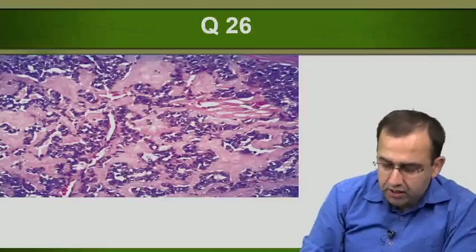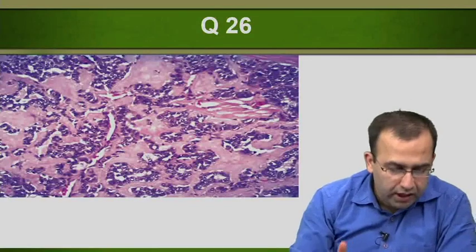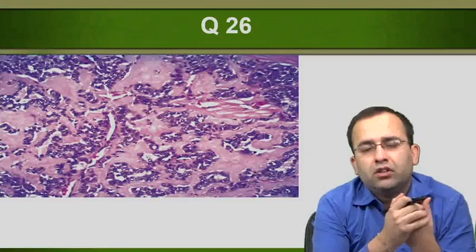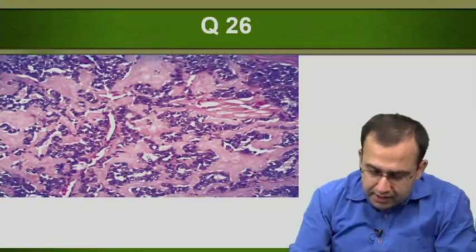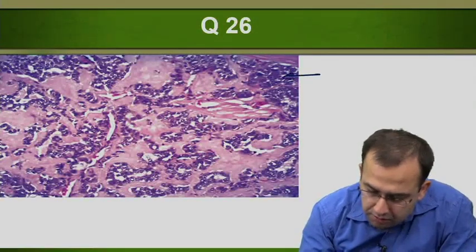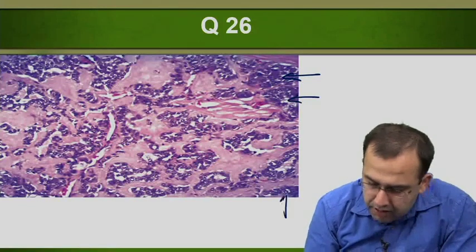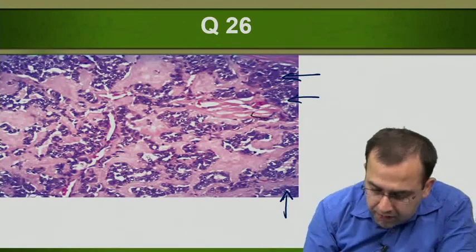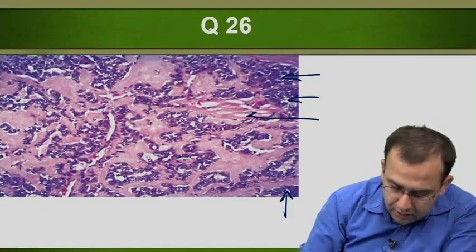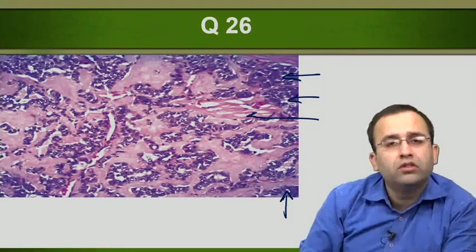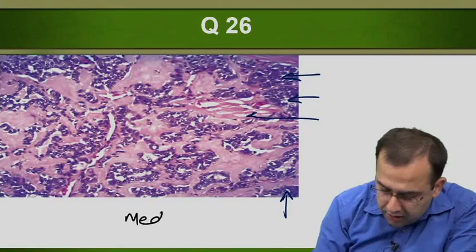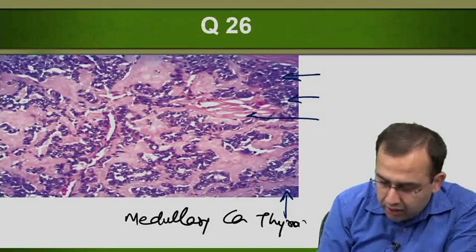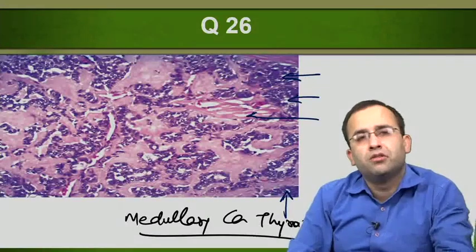Next, diagnosis. Now in this, the parent organ is again not there. I am telling you that this is from thyroid. What you see here, all these blue cells are the tumor cells, with presence of extracellular pink material, that is amyloid. Which thyroid cancer is associated with amyloid? Medullary carcinoma thyroid.